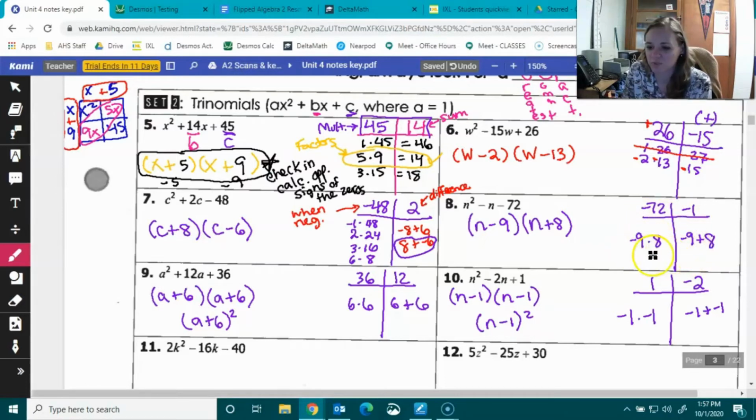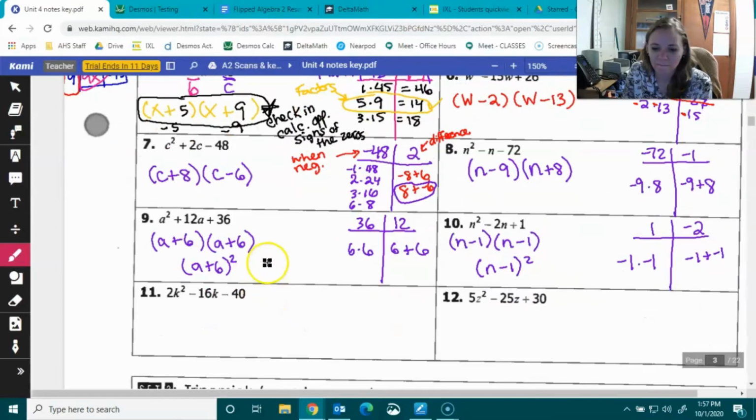Then number 8 resulted in a negative and a negative, and same idea in that one. You want to look for two numbers that are close to each other. Since that's a small number, 8 and 9 are close. It would have to be a negative 9 and a positive 8. Number 9 shouldn't have been too bad. Both positives. So 6 times 6 is 36, 6 plus 6 is 12, giving you a plus 6 and a plus 6. You will also see it written as a plus 6 squared, because it's just a term times itself, so we can write it as one term with an exponent.